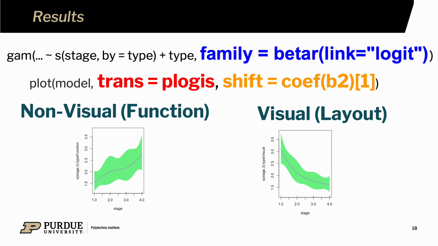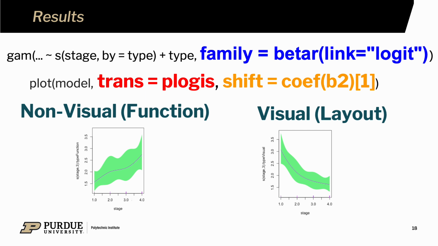I found that the search patterns are distinct between the non-visual source code functions and the visual components, the layout of the web applications. The plot applies the logistic transformations to the predictions, which constitutes the values on the y-axis of the plot. The logistic transformation is used because the model employs a beta regression with a logit link function, as indicated by the blue wordings.